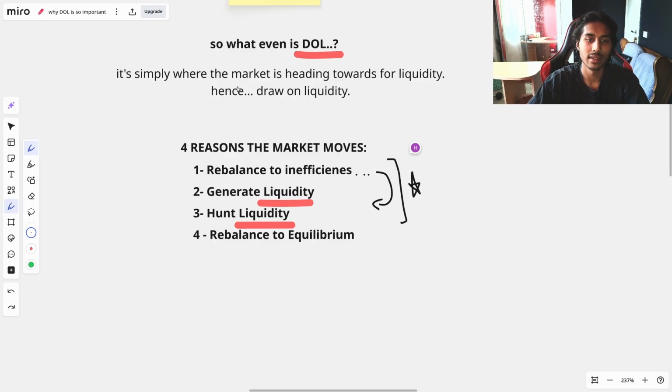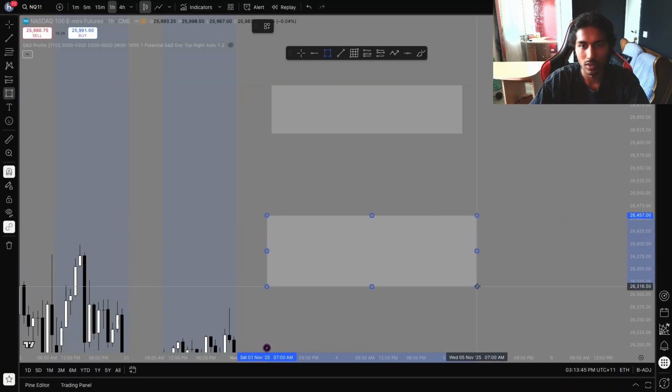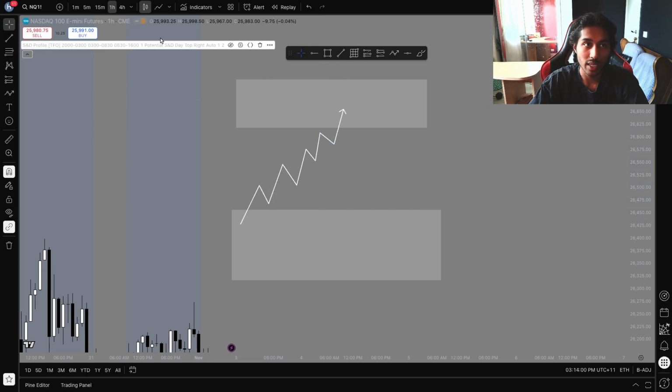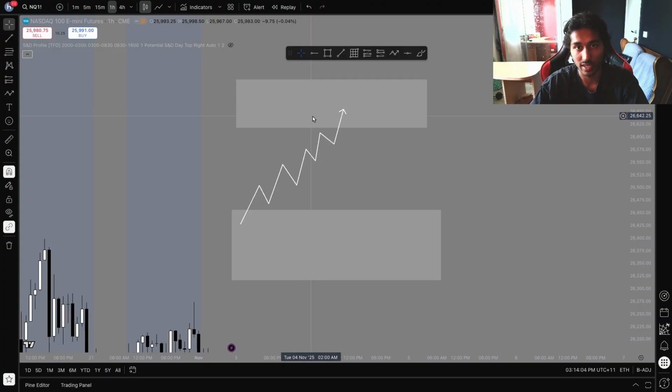I don't really use that. These three are the main ones. So let's say we have two fair value gaps, bearish and bullish. Generation of liquidity is one of the reasons the market moves. As you can see, the market is generating liquidity to do what? To rebalance to this inefficiency. The bigger the inefficiency in terms of time frame, the stronger, because it took more orders to make that fair value gap in the first place.